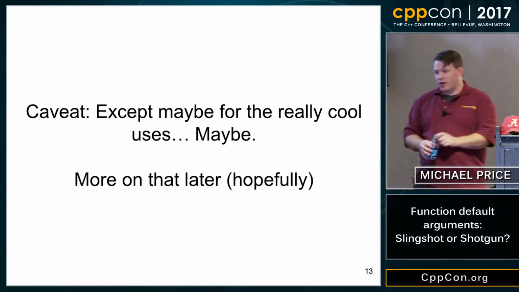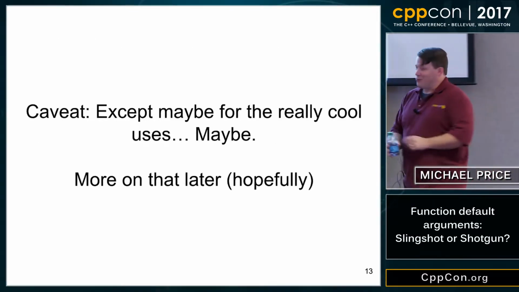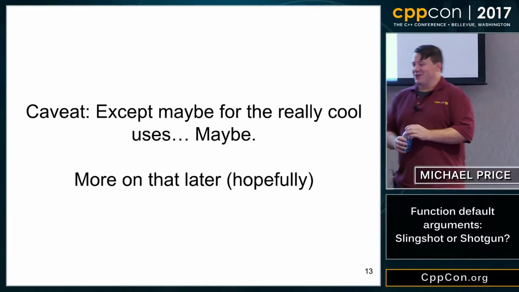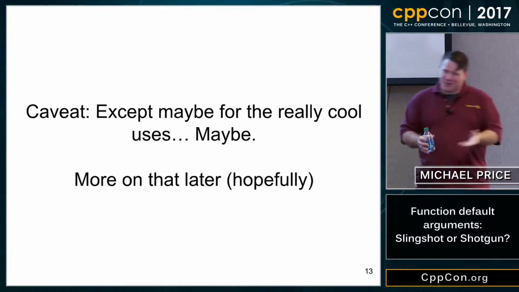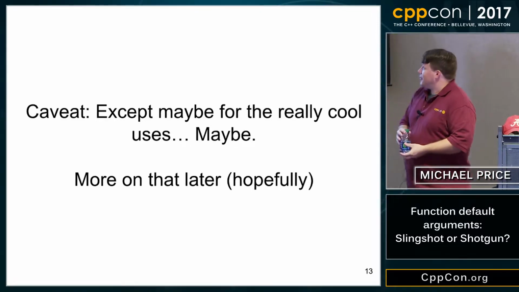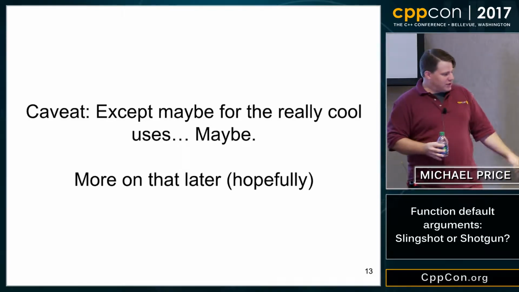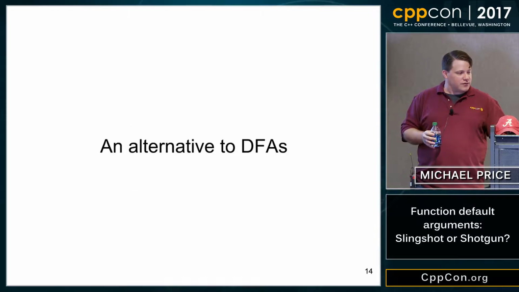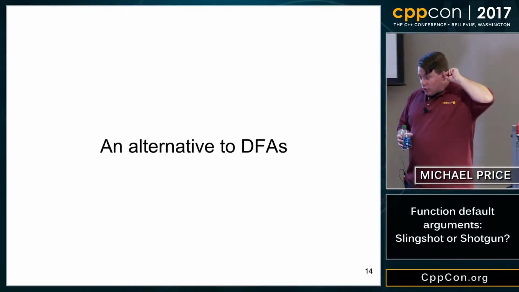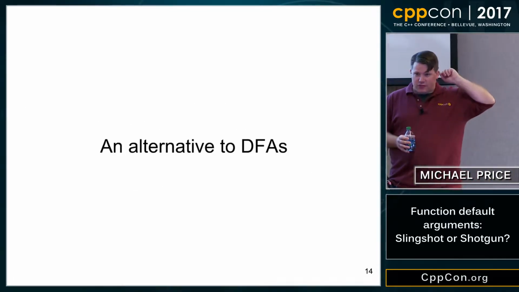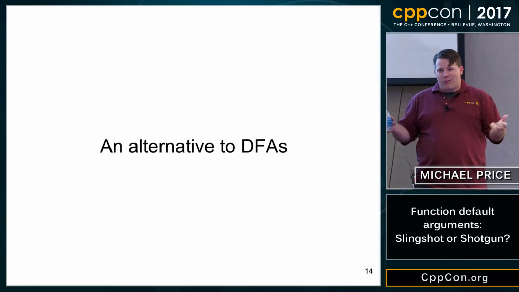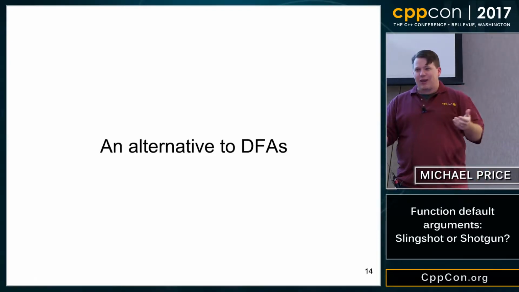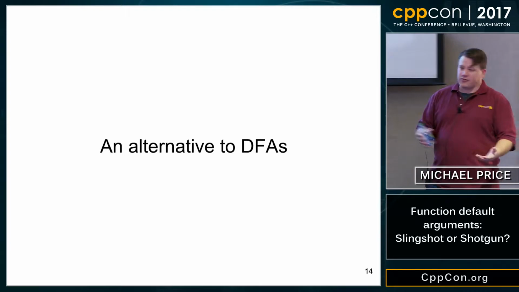There's a caveat. There are some really cool uses for default function arguments. Maybe you could use those. Probably not. But if we get to it, I'd like to show some of those, but again, we've got to go fast. So if I said don't use these things, the first thing you're going to say is, but I want to. What can I do instead? So there's an alternative.